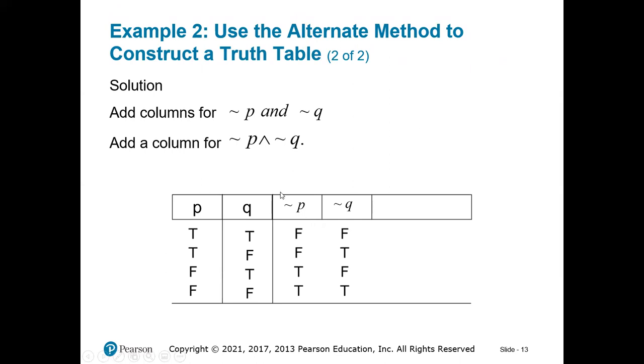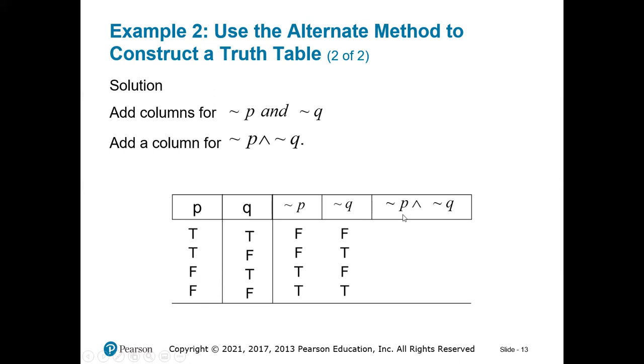Here's another way to do it. Another way to do it is just do it in steps. So this is the negation of P. Well, how did I construct the negation of P? When P is true, the negation of P is false. When P is true, again, the negation of P is false. False becomes true, and false becomes true again. And I'll do the same thing with the negation of Q.